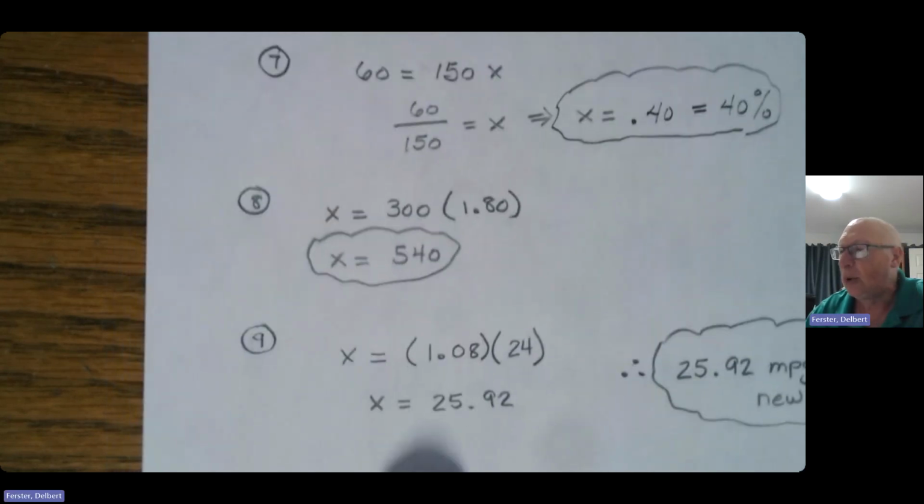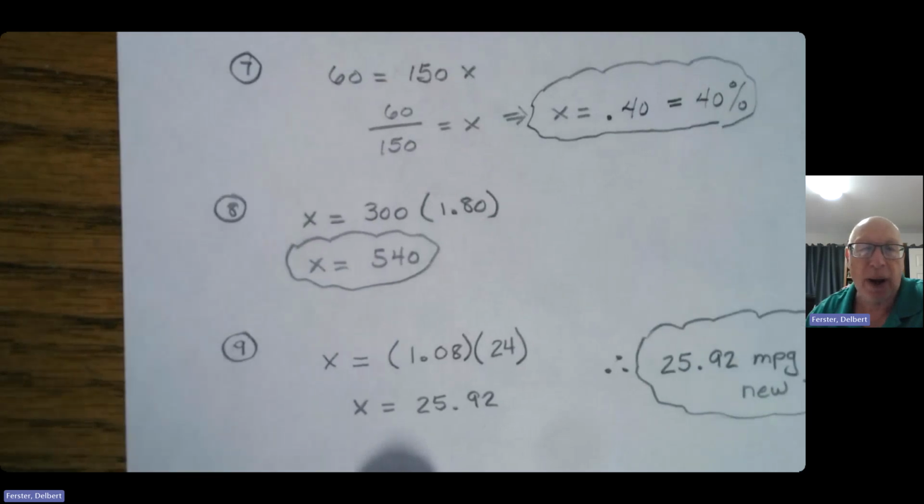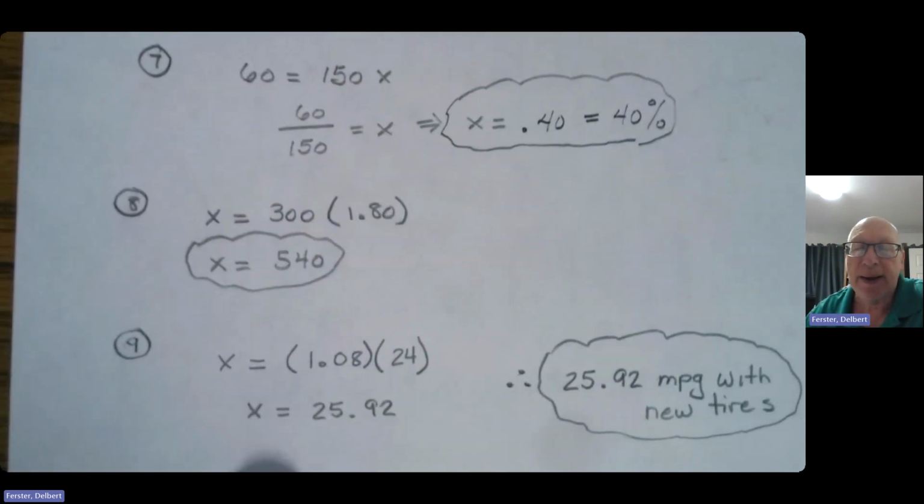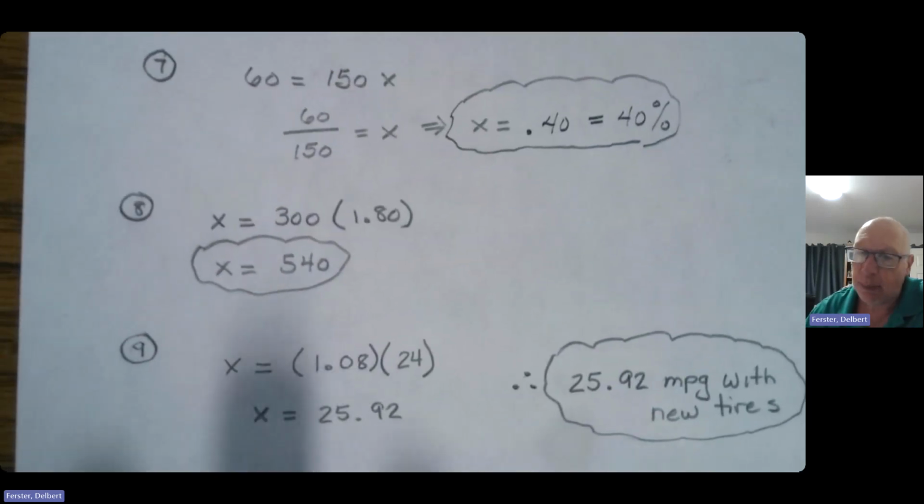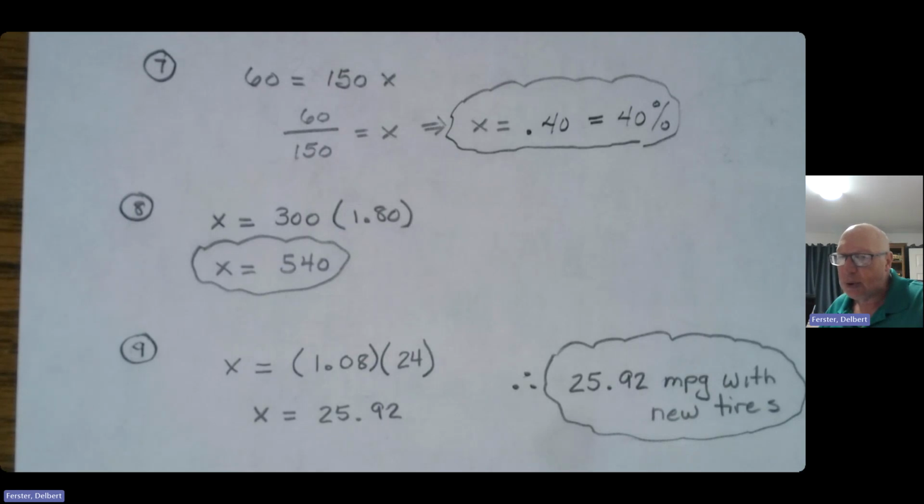Problem 9, which is going to be our wrap up. So I'm sorry, we have 10 to go. So problem 9, basically we're going to buy some new tires. And the problem states that if we buy these new tires, it will increase our MPGs, our gas mileage, by 8%. So I chose to go it in one shot.